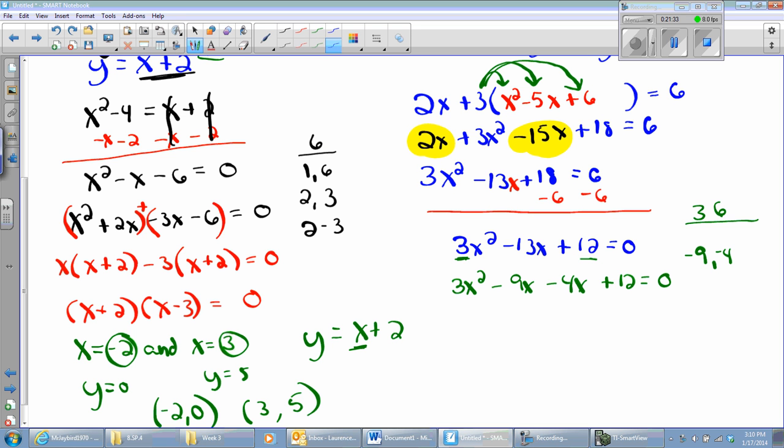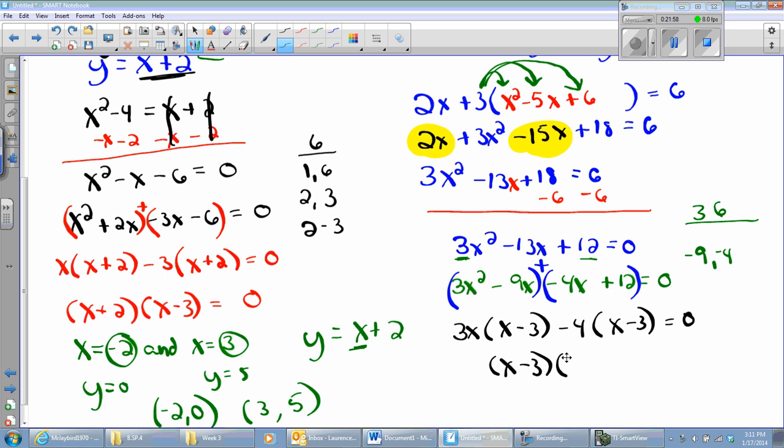All right. Now I'm going to do a little grouping in here. I always grab that sign. I think Zach Ingram calls that capturing the sign. And then I'm going to GCF. I'm going to pull out a 3x, and I'll be left with an x minus 3. I'm going to pull out a negative 4, and I'll be left with an x minus 3. And then I'm going to pull out an x minus 3 and have a 3x minus 4.